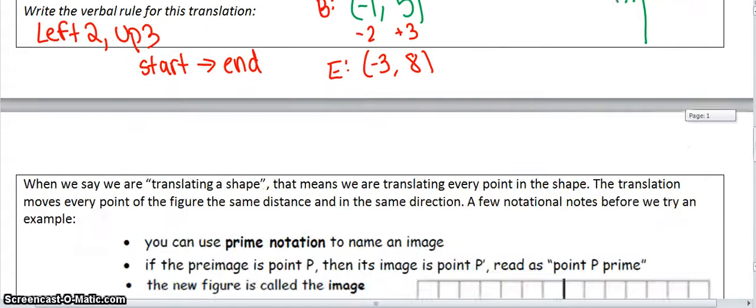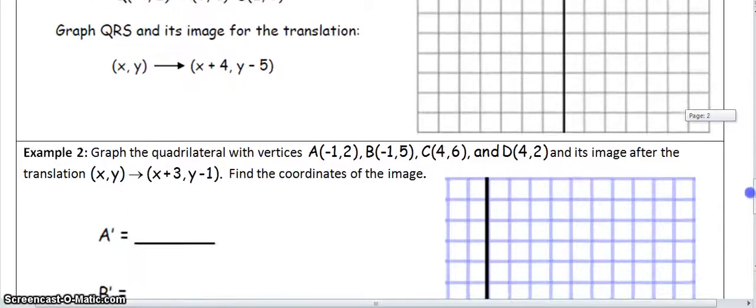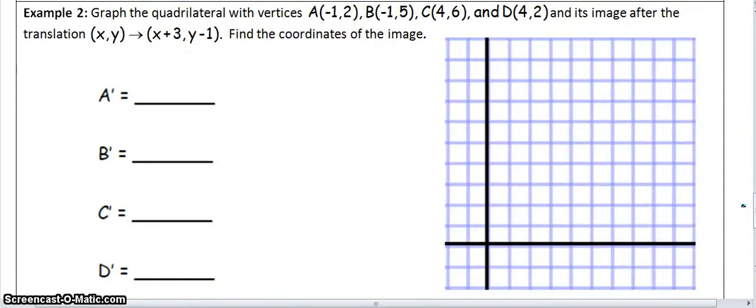There's some problems for you to try on your own, but that's basically what translations are. They're a way of shifting or sliding points, shapes, whatever it may be, so you can transform them. This will be very helpful in Algebra 1 when you transform graphs. So if you have any questions, please ask now.